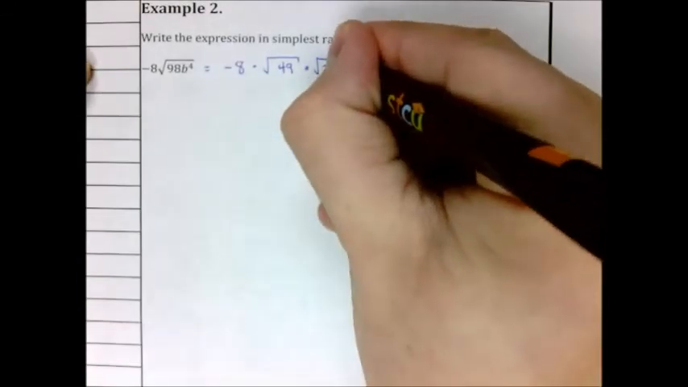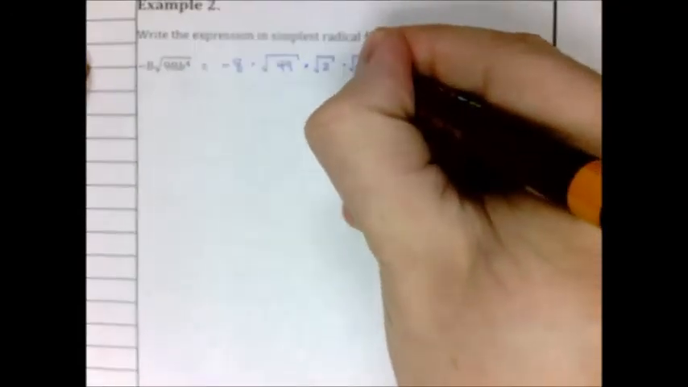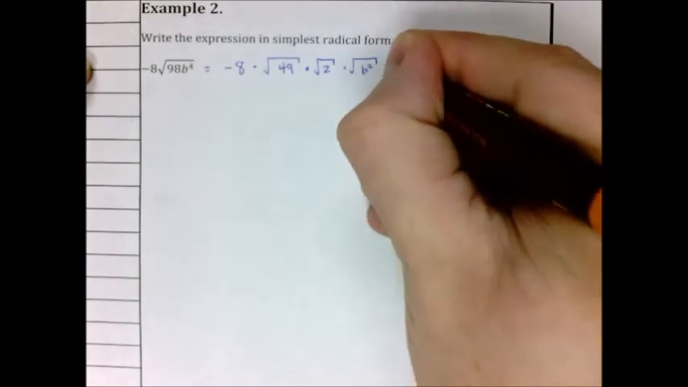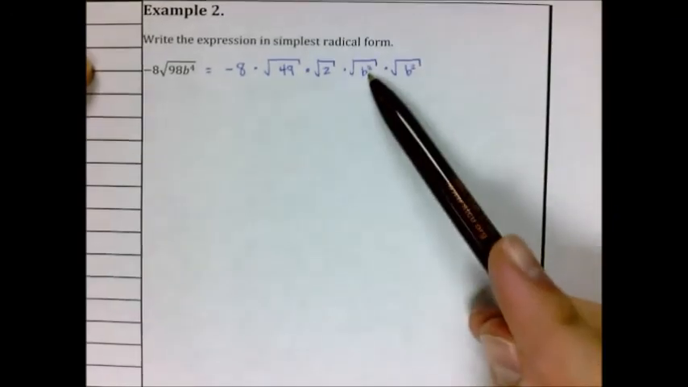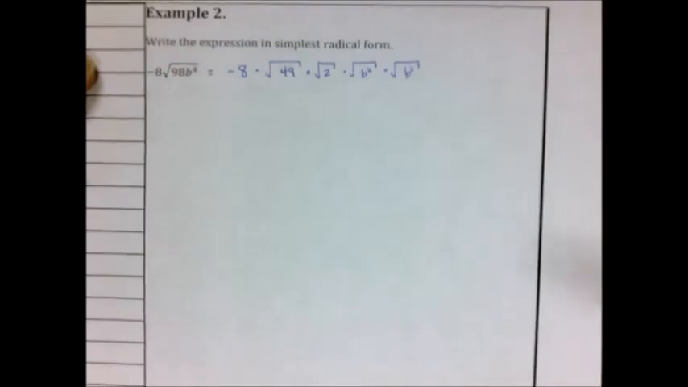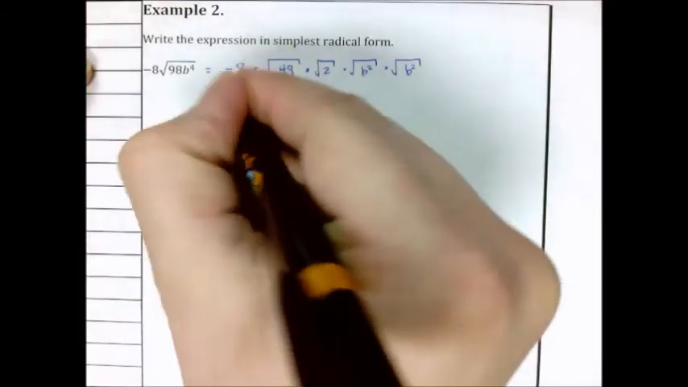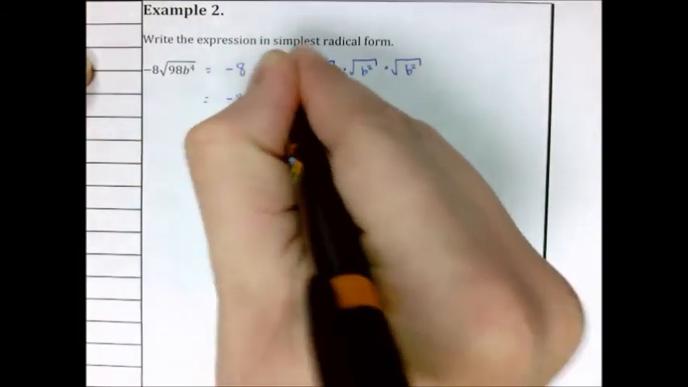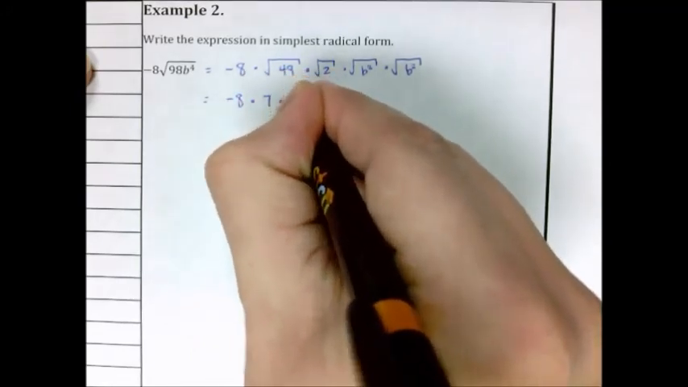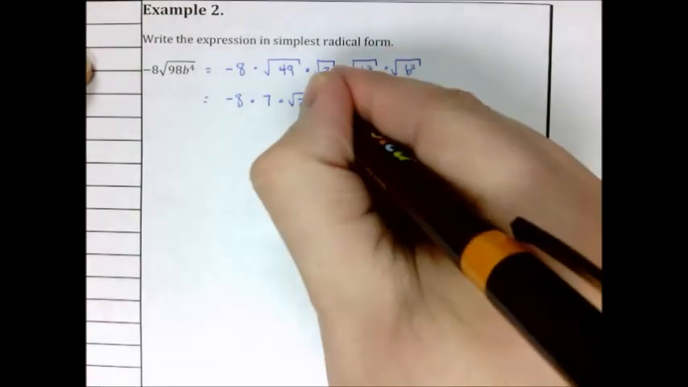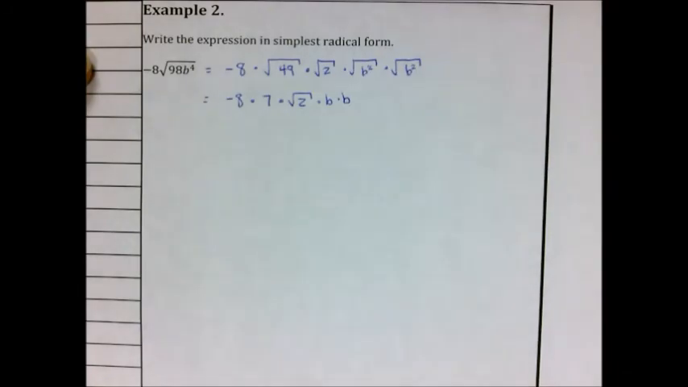And finally, we need to write our variables in squares. So we have b squared, and we're going to multiply it again by b squared, because b squared times b squared is b to the fourth, which is what we started with. Now we can simplify this a little bit. We've got negative 8 times the square root of 49, which is 7, times the square root of 2. We can't do anything with that, times b, because the square root of b squared is just b.